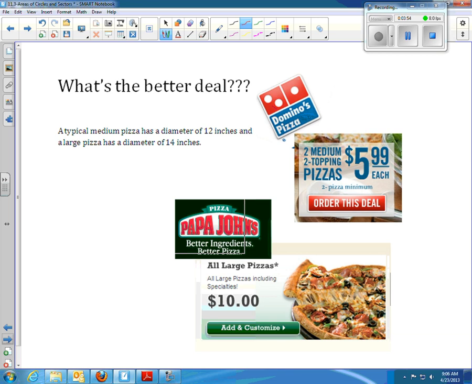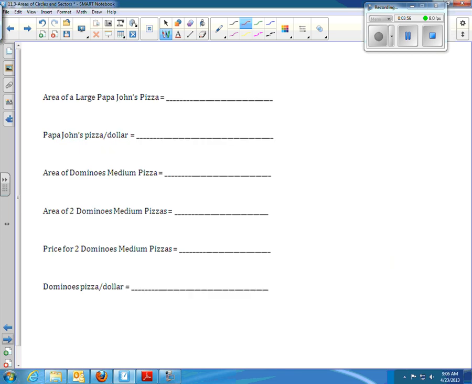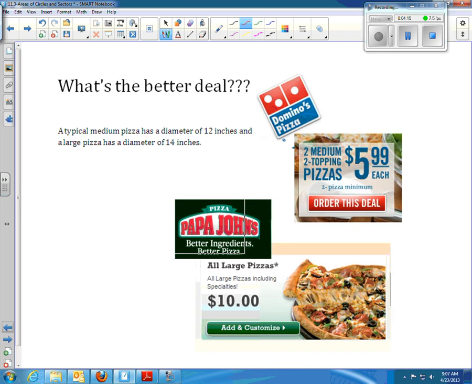All right, so we have some things here we need to find. The area of a large Papa John's pizza. In the last problem we just did, we actually did just find the area of a large pizza. So it's 153.9 square inches. We want to know how many inches of pizza we can get per dollar. Well, if we look back, the problem said that it's $10 for the pizza.